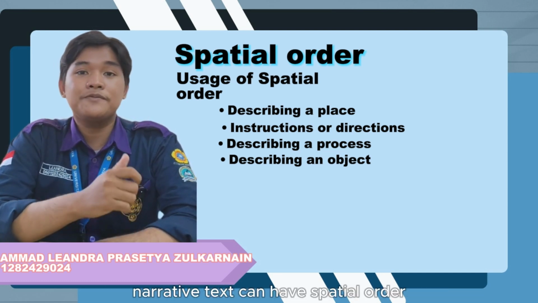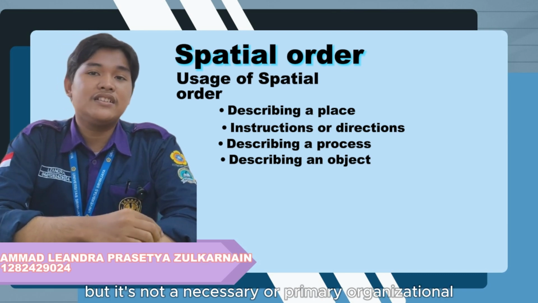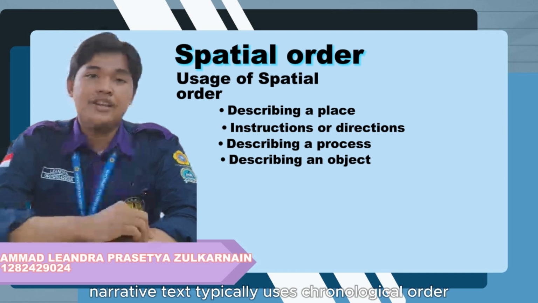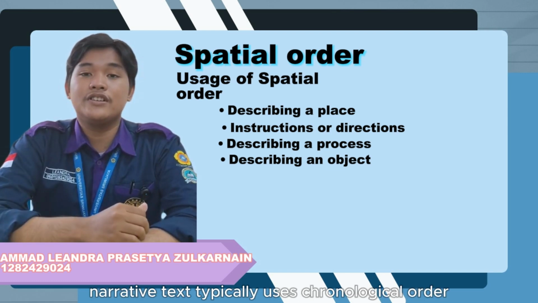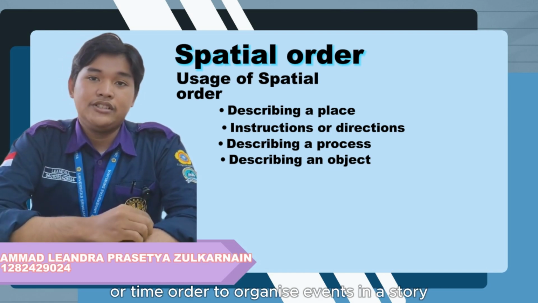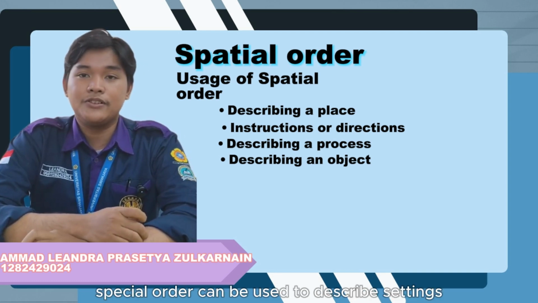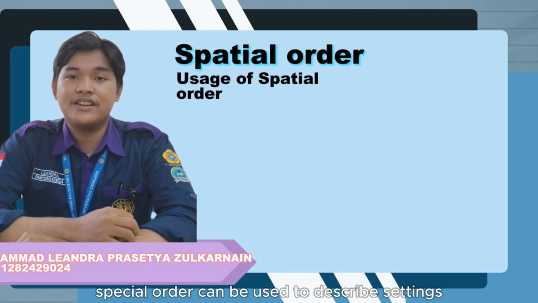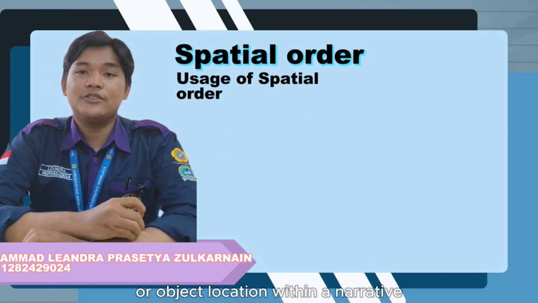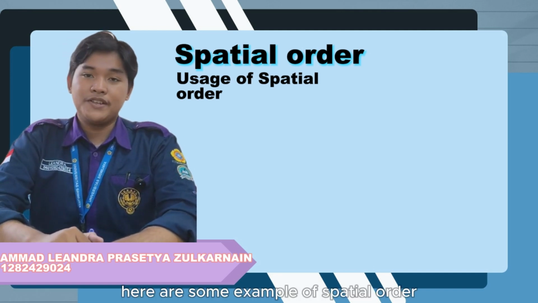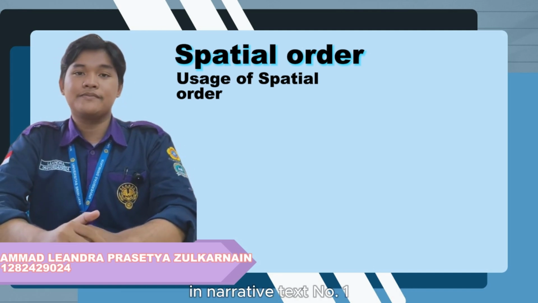Narrative text can have spatial order, but it's not a necessary or primary organizational structure for this type of text. Narrative text typically uses chronological order or time order to organize events in the story. However, in some cases, spatial order can be used to describe settings, characters' movement, or object location within a narrative. Here are some examples of spatial order in narrative text.